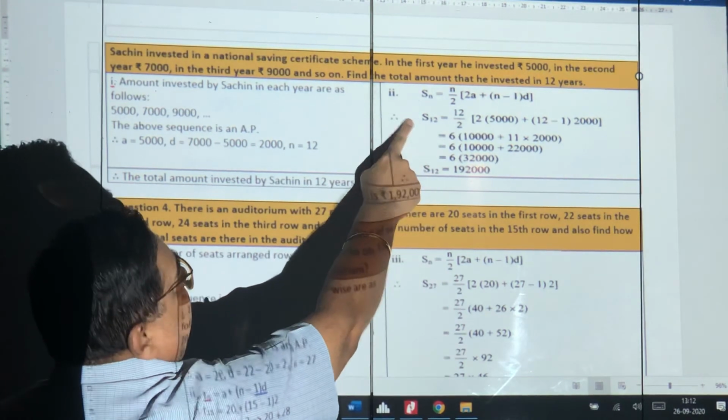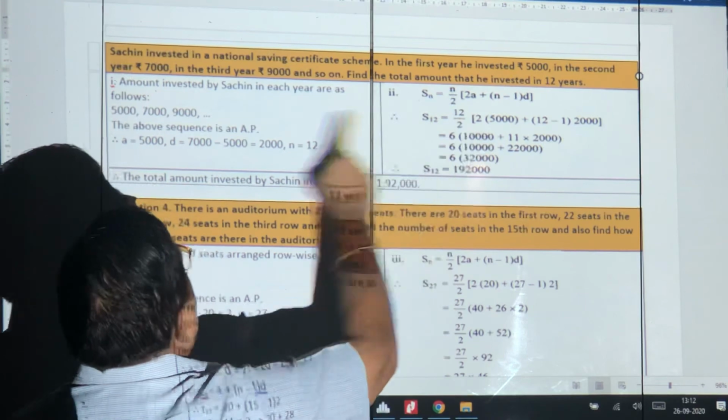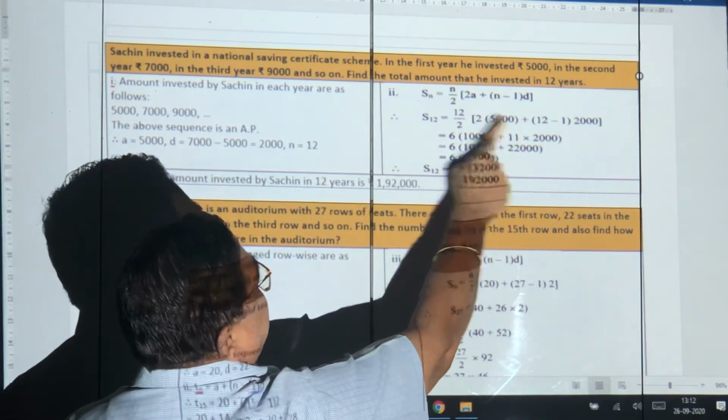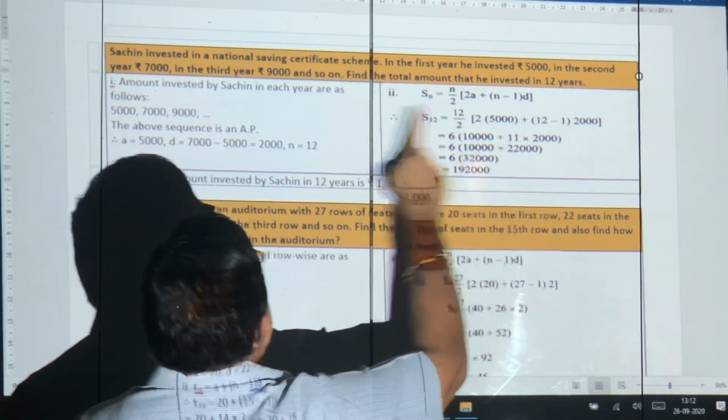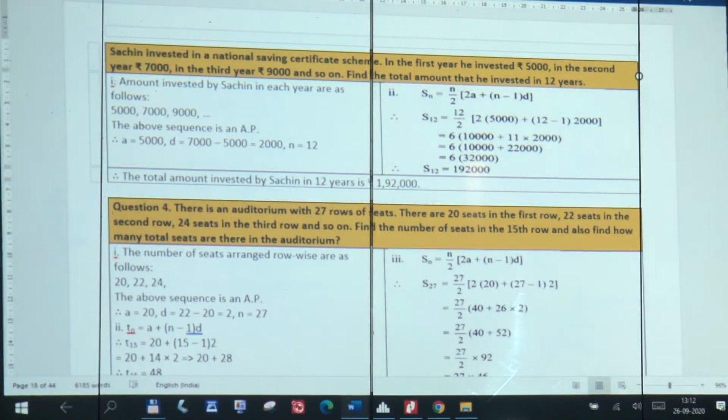Now 12 years' total is 12 by 2, 2 times A plus n minus 1 D. Please substitute, my friends. So the sum is worth 1 mark in the exam. Because direct formula substitution is there.